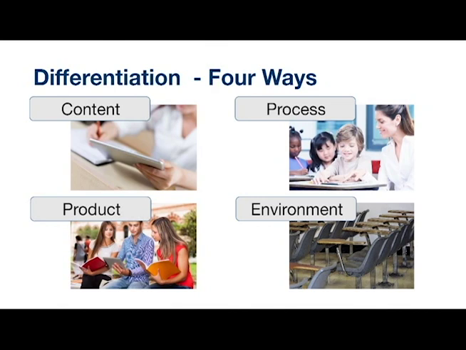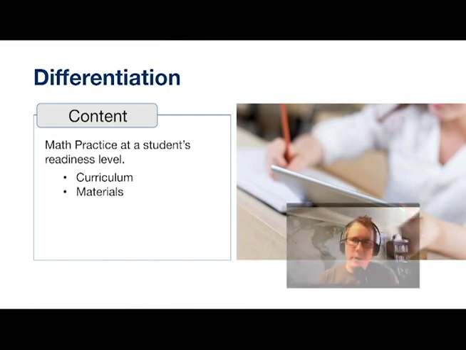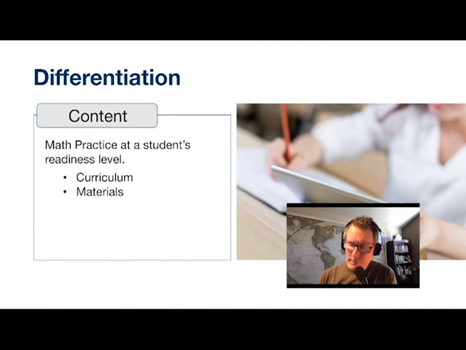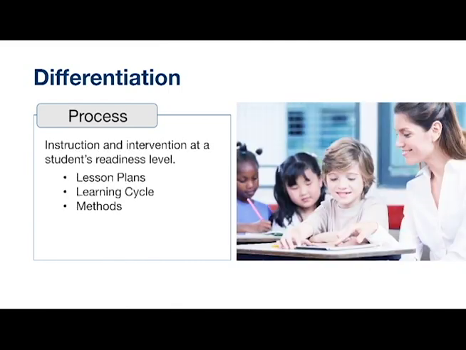So when we say we're differentiating by content, what we're saying is that the materials, the actual curriculum that the students are accessing, is at their readiness level. In a traditional classroom, these would be things like the textbooks or the worksheets that they're using. They would be at that student's readiness level. When we say process, we're talking about the methods that the teacher is using, the lesson plans, the learning cycle, the way in which the students will be taught.